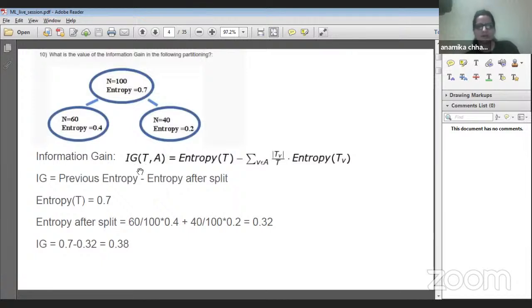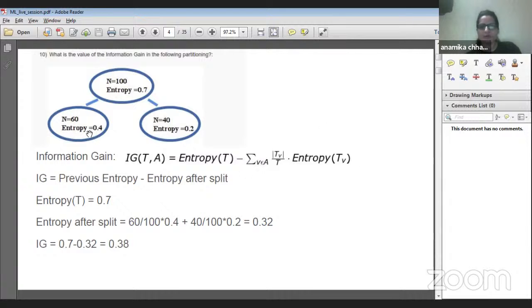So this is the formula of information gain. So entropy T is the initial entropy. So I'll take it in simple terms. Information gain is equal to previous entropy minus entropy after split. Okay. So the initial entropy before we partition is given to us, that is 0.7. Okay. And what is the entropy after we split? So this is the formula that we use.